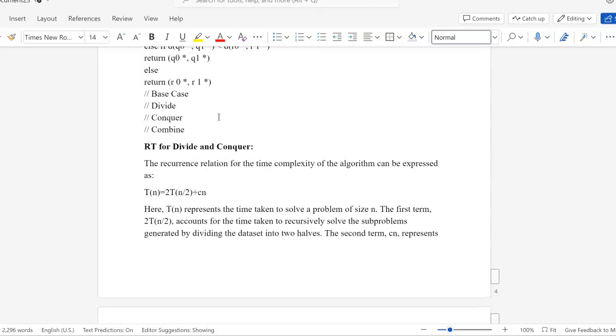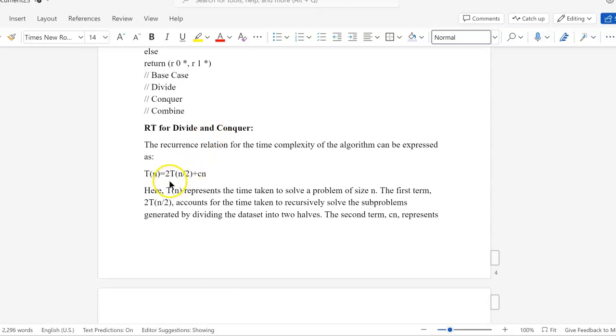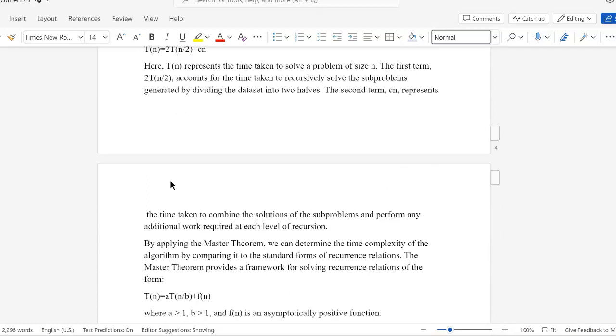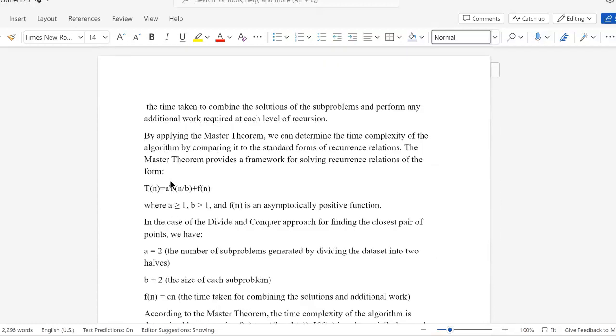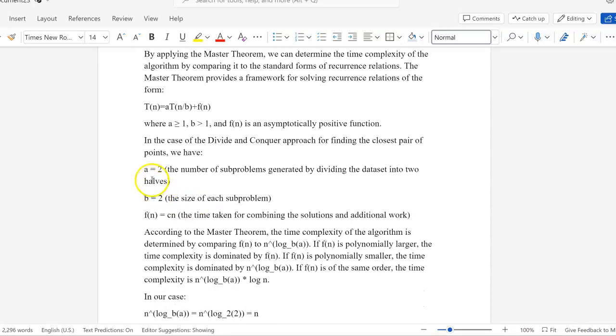If we come to the runtime complexity of divide and conquer, from this pseudocode we can say that the recurrence relation for this runtime complexity is T of n is equals to 2T of n by 2 plus Cn. If we observe carefully, this is in the form of an equation which can be solved through Master's theorem. And we know that the Master's theorem is T of n is equals to A into T of n by B plus f of n, where A greater than or equal to 1 and B greater than or equal to 1. From this equation, A is equals to 2 and B is equals to 2.